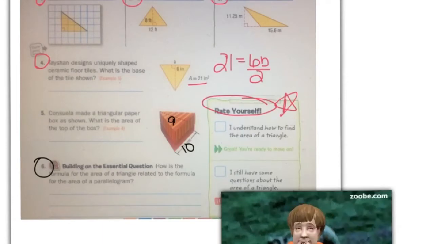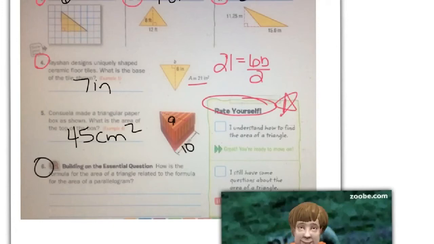Number 1, the answer is 6 meters squared. Number 2, 48 feet squared. Number 3, 87.75 meters squared. Number 4, 7 inches. Number 5, 45 centimeters squared. And for number 6, hopefully you remember that the area of a triangle is 1/2 the area of a parallelogram.